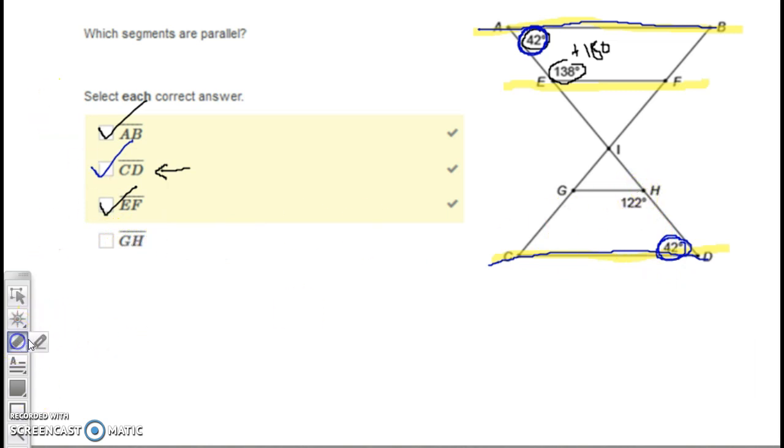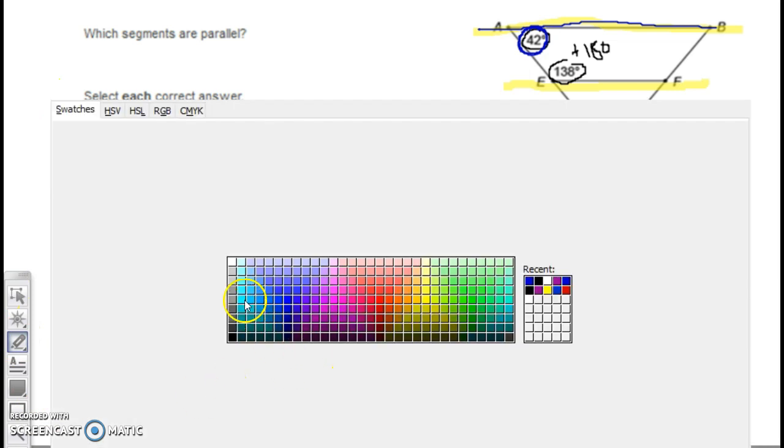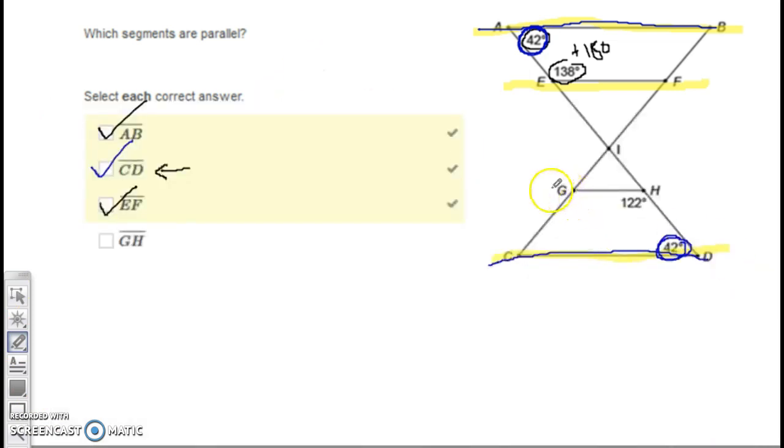There are lots of different ways we could check it, but I'm going to just go ahead and see if GH is parallel to CD. Because I know CD is parallel to all the rest of them, I can just pick which line I want to check. That looks like the easiest to me, so I'm going to check those two. In order for these to be parallel, notice the two angles between these. These are same side interior, so they would have to be supplementary. They would have to add to 180.